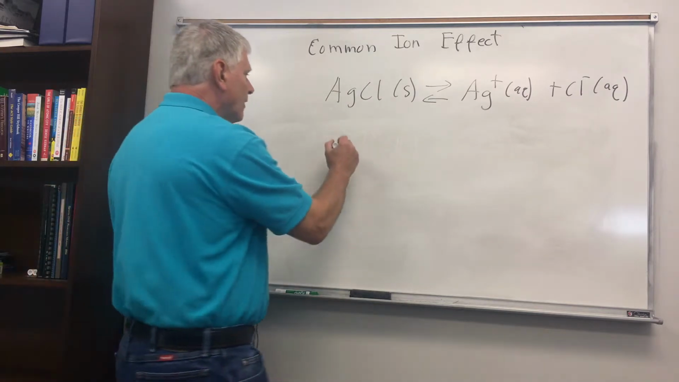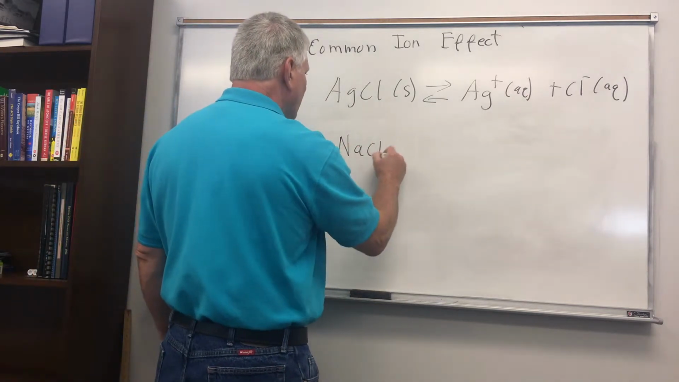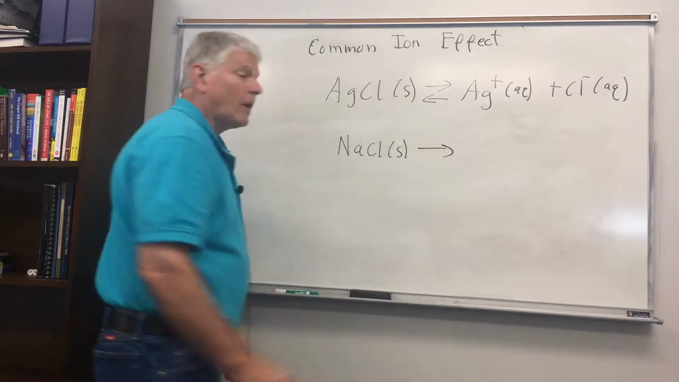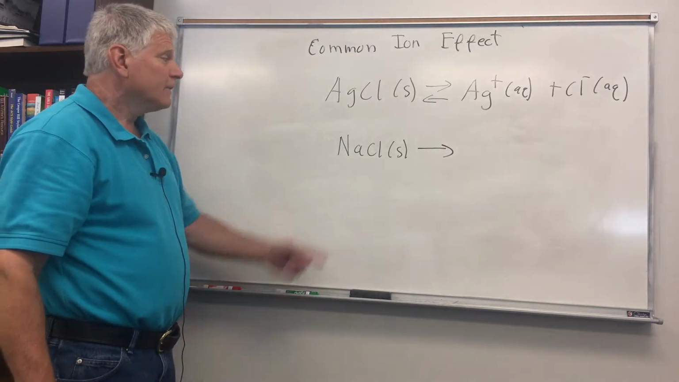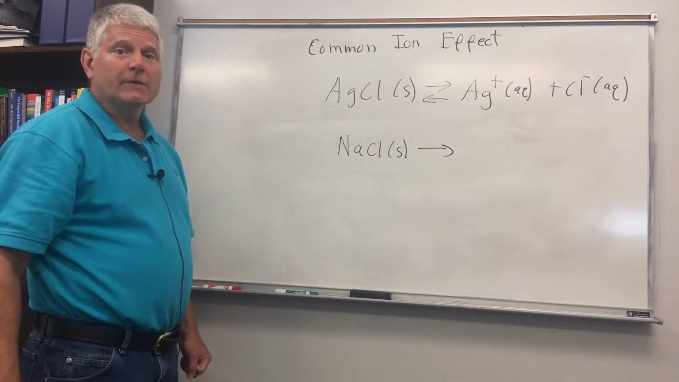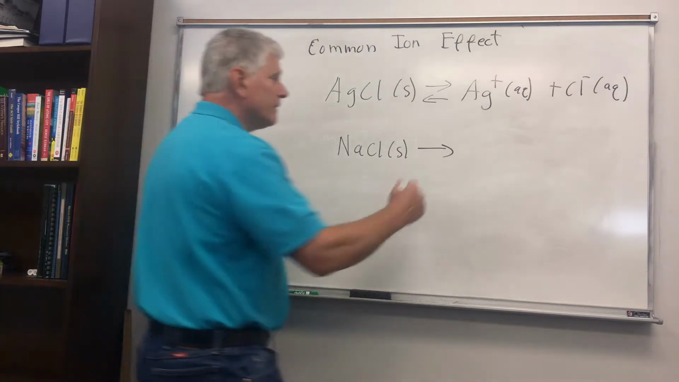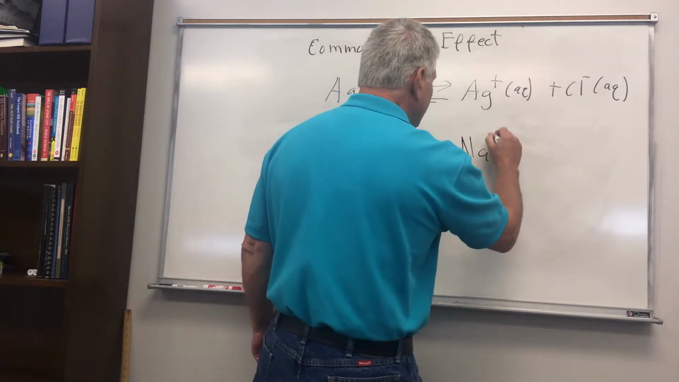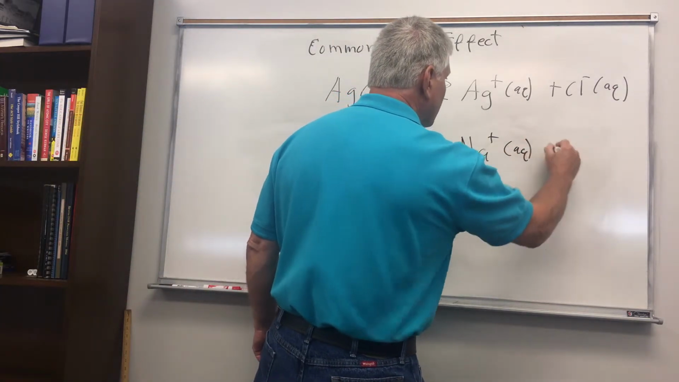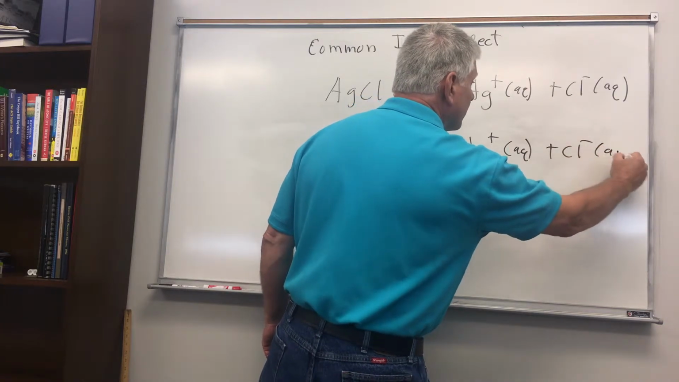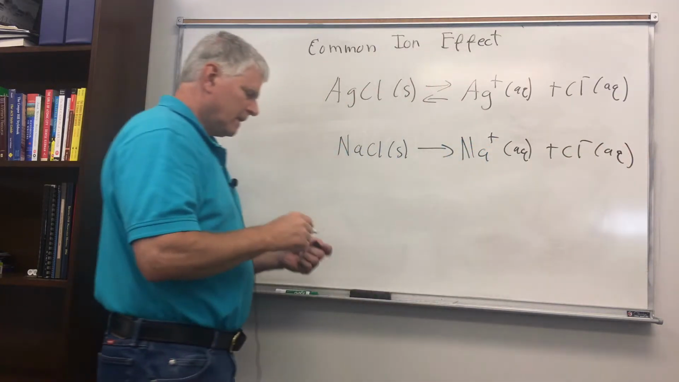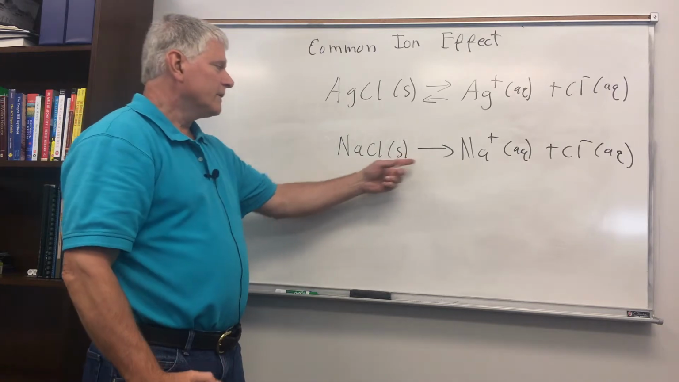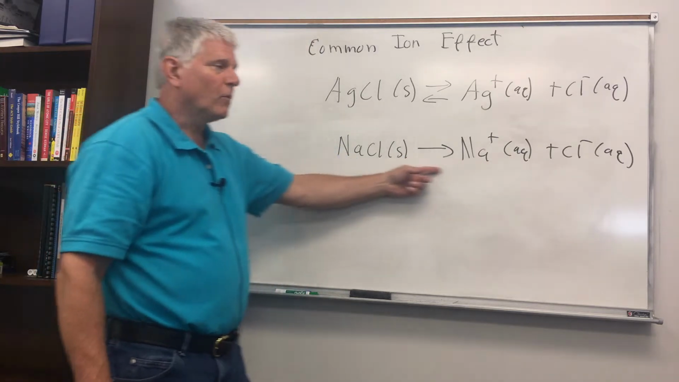But say now we also take some sodium chloride and drop it in water, and this will dissociate completely, so we don't have an equilibrium anymore. So this will be sodium plus and chloride minus aqueous. So there's no reverse arrow. This dissociates completely, dissolved in water.